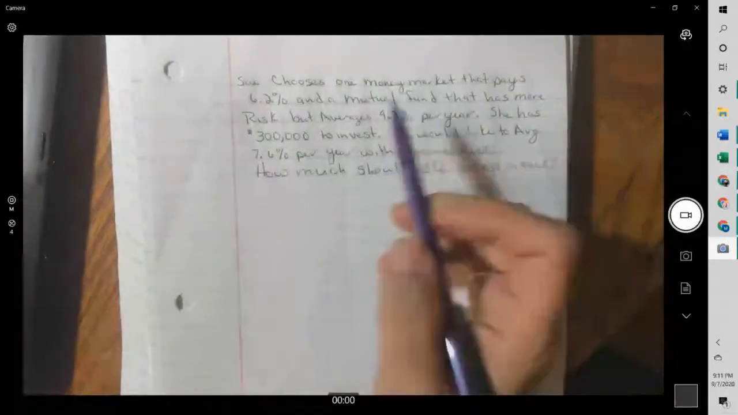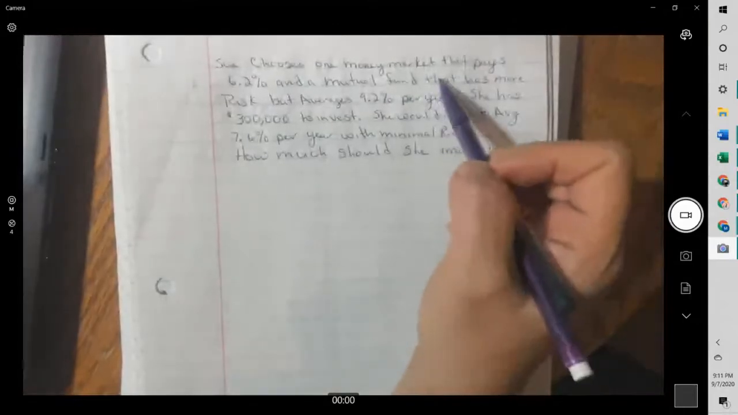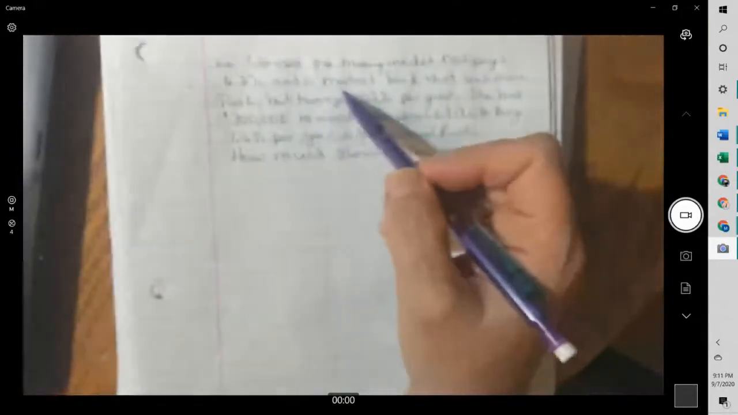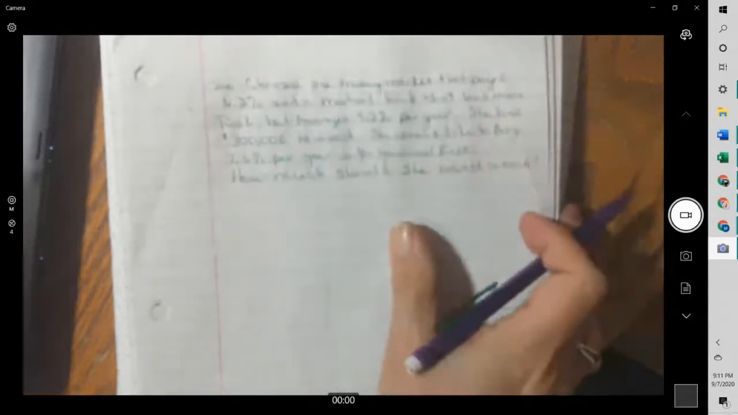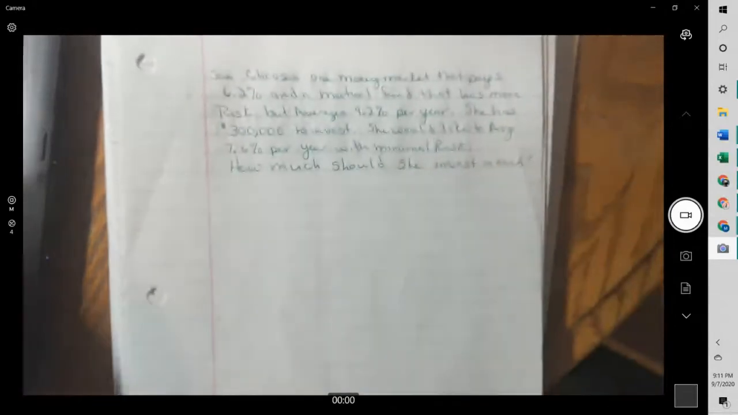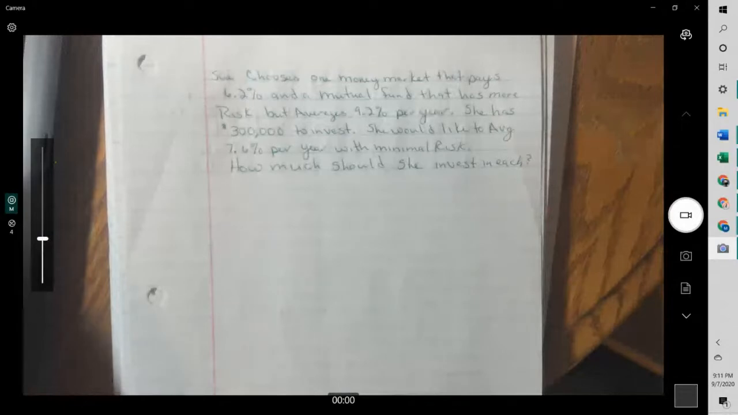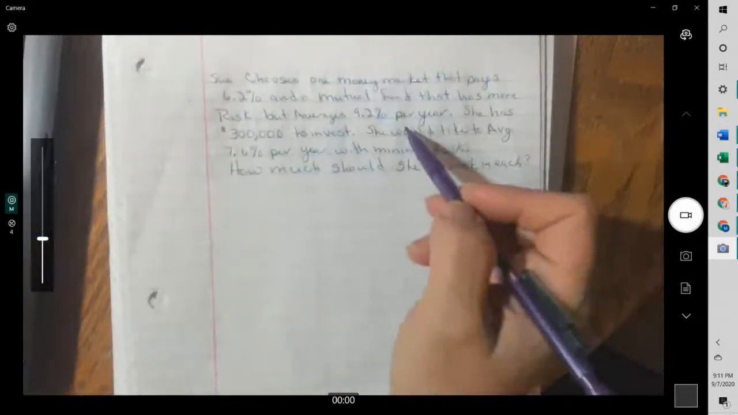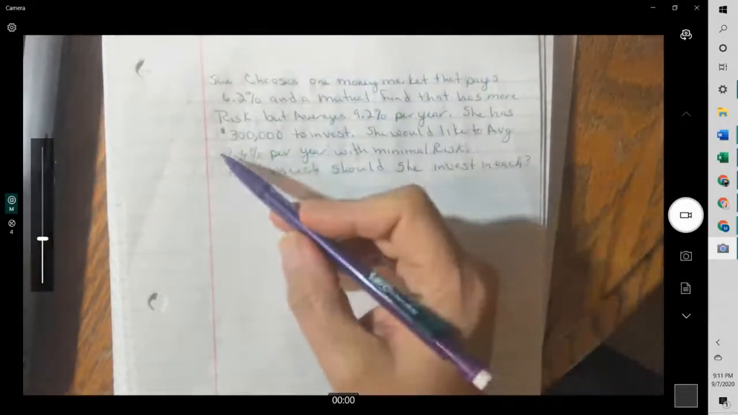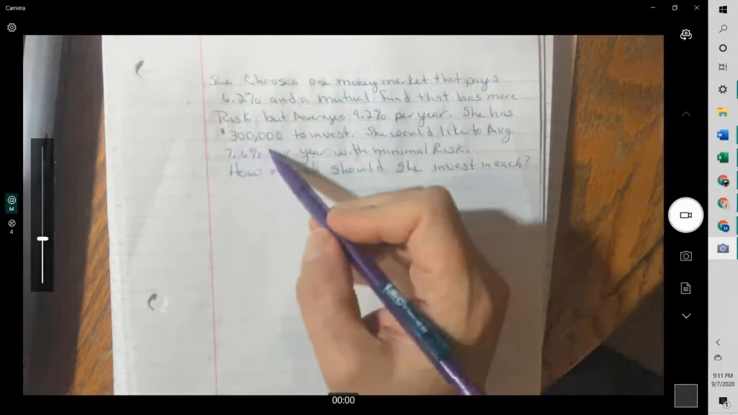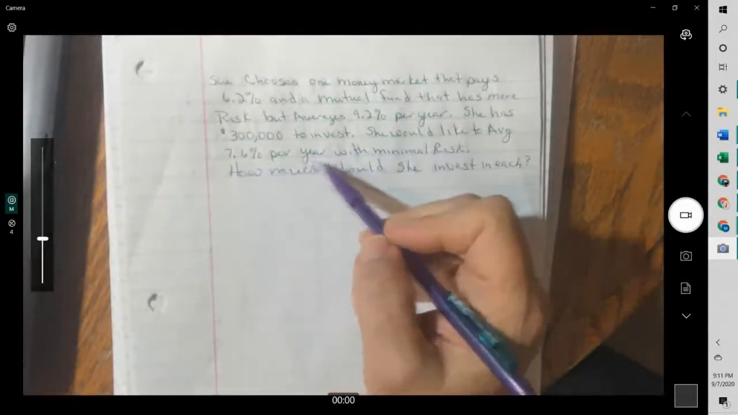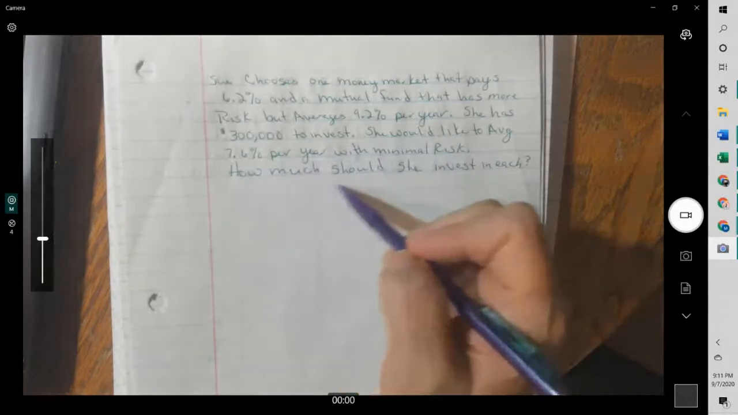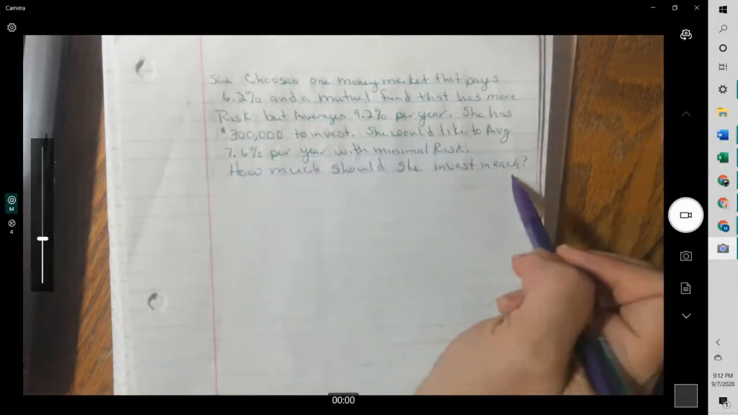Okay. Sue chooses a money market that pays 6.2% and a mutual fund that has more risk but averages 9.2% per year. She has $300,000 to invest. She would like to average 7.6% per year with a minimum risk. How much should she invest in each?